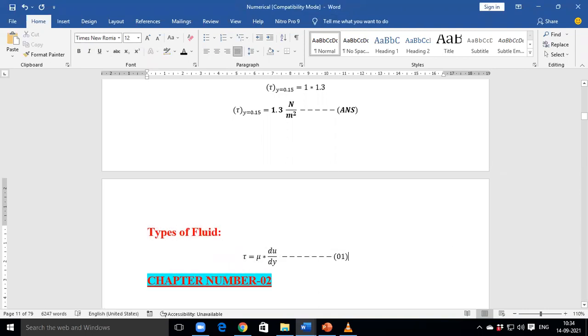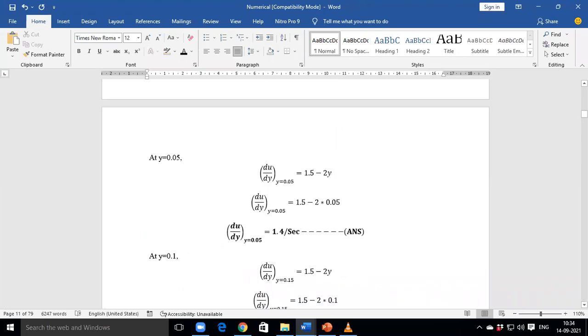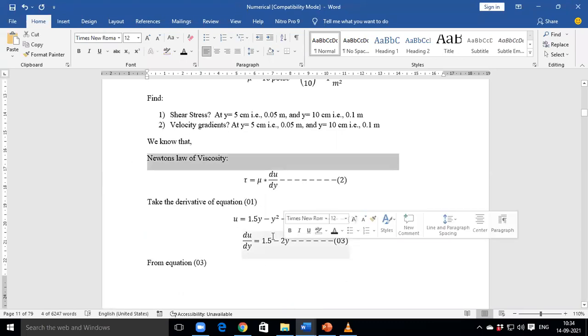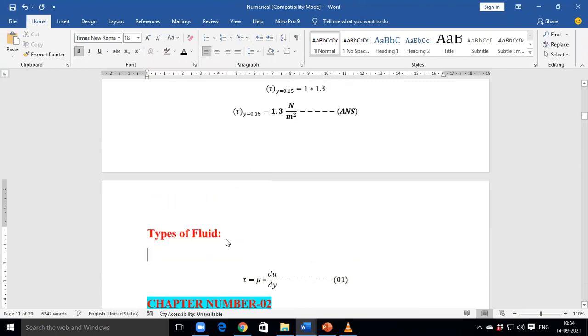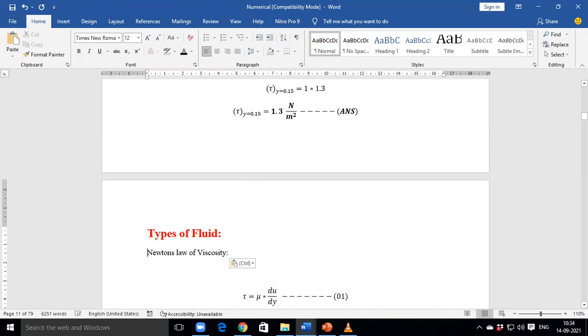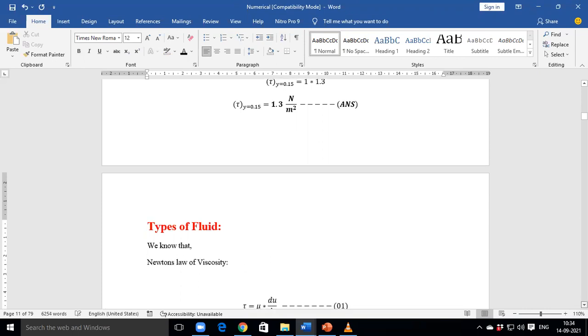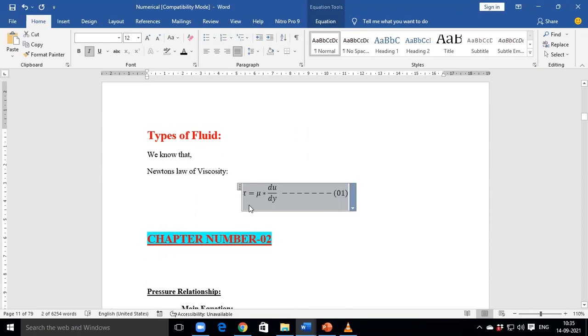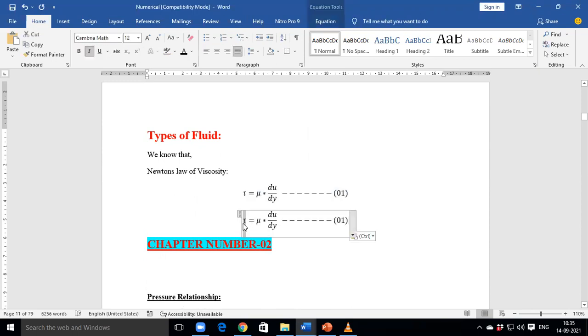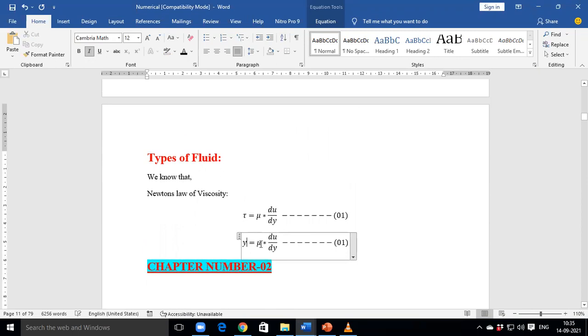This is Newton's law of viscosity: tau is equal to mu du by dy. If we consider this equation in the y and x form, how can we convert it? y equals mx. Just replace tau by y, mu by m, and du by dy by x in this form.